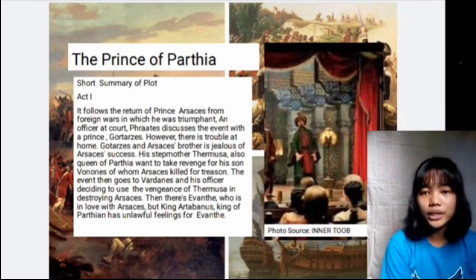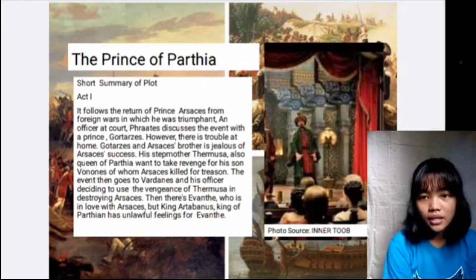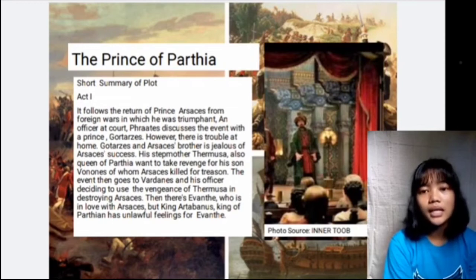It follows the return of Prince Arsaces from foreign wars in which he was triumphant. An officer at court, Prates, discusses the event with a prince, Gotarzes. However, there is trouble at home. Gotarzes, Arsaces' brother, is jealous of Arsaces' success. His stepmother Termosa, also queen of Persia, wants to take revenge for her son, Bonones, whom Arsaces killed for treason. The scene then goes to Vardanes and his officer, deciding to use the vengeance of Termosa in destroying Arsaces. There is also Ivan, who is in love with Arsaces, but King Artabanus, king of Parthia, has unlawful feelings for Ivan.